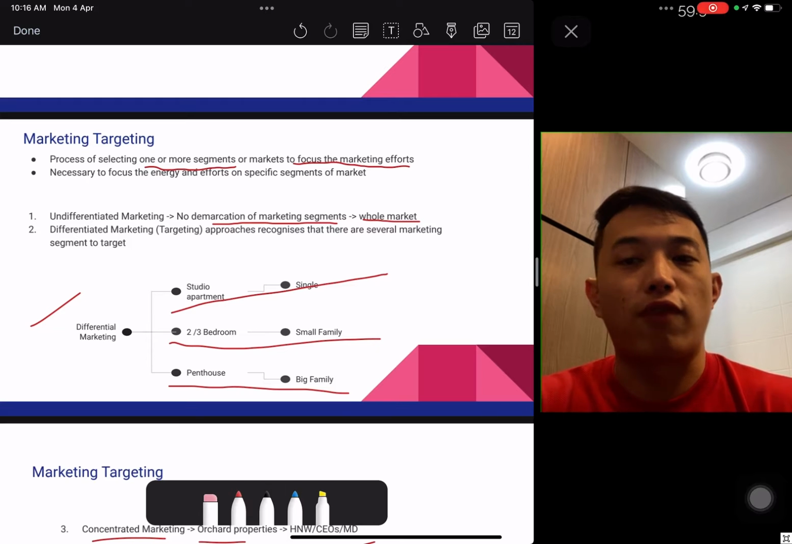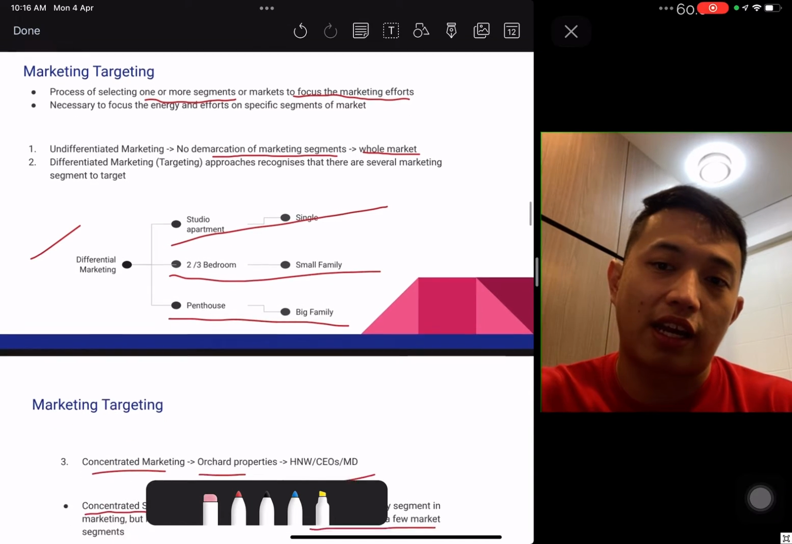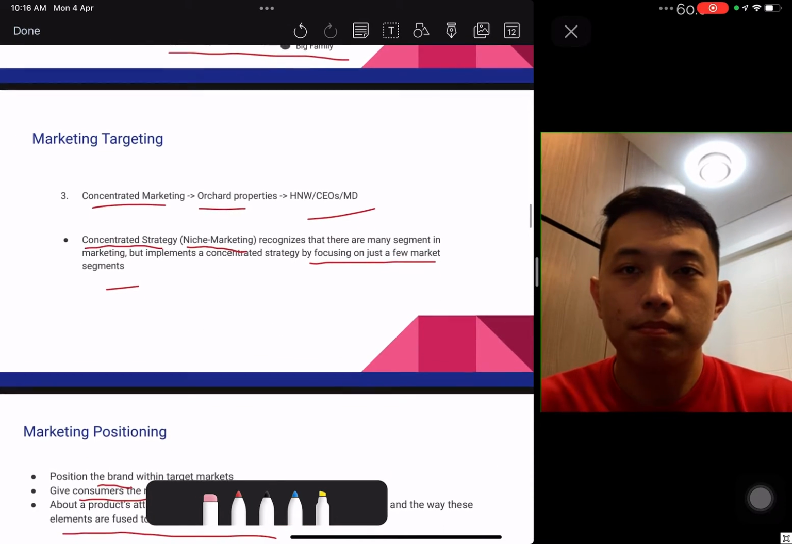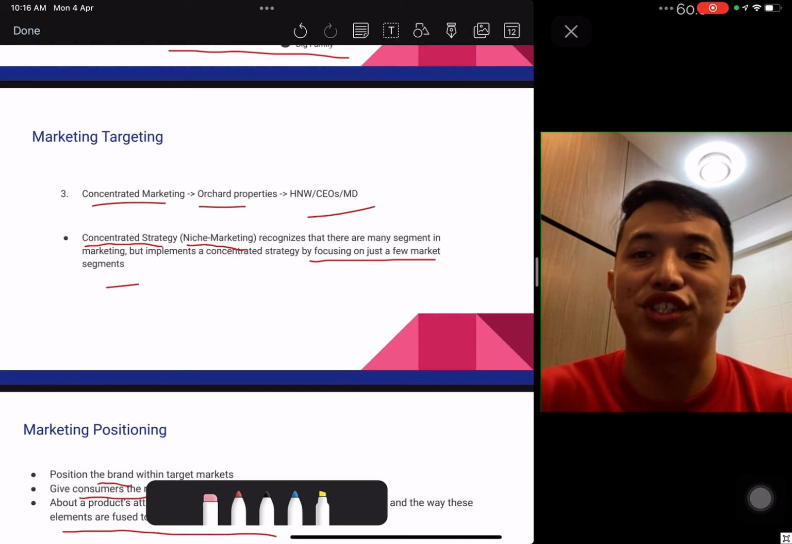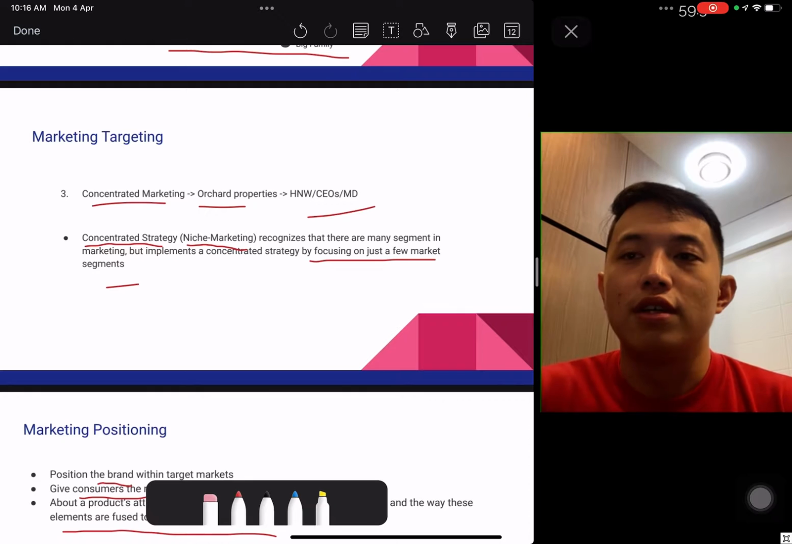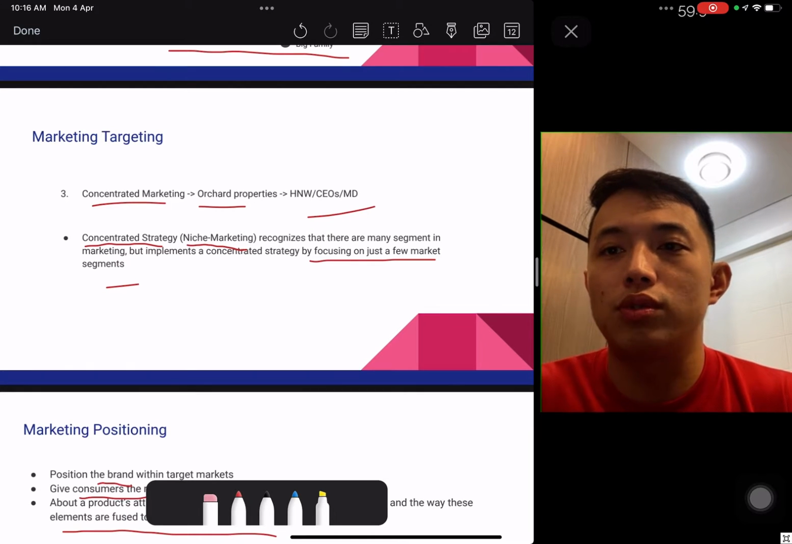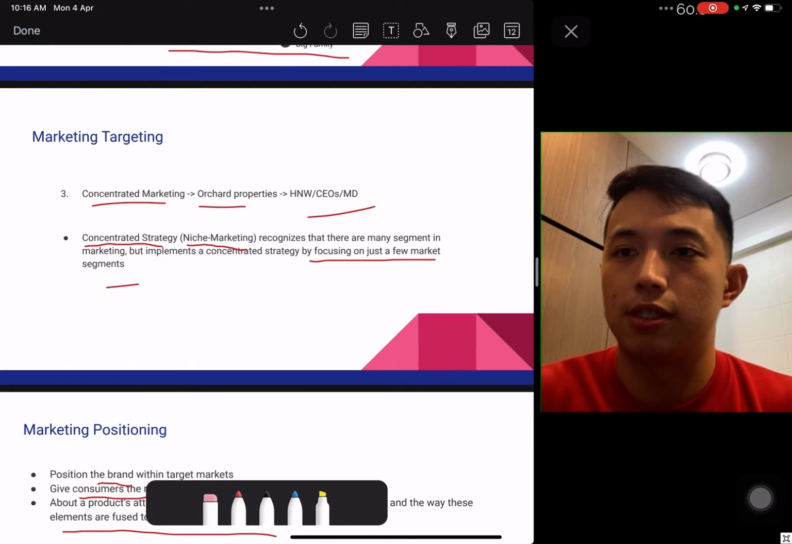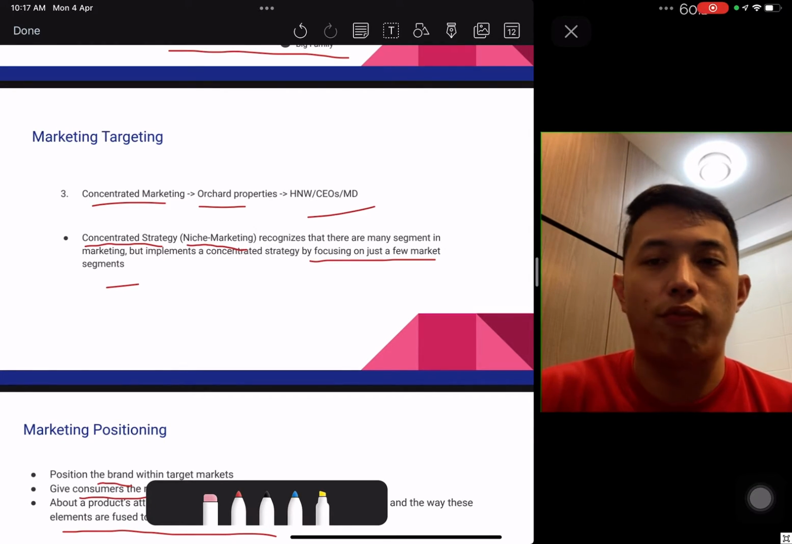Penthouses are normally for big families, such as more than 5 or 6 people. So differential marketing is when your marketing focus targets different groups of people. Thirdly, concentrated marketing, such as Orchard's property under the CCR, is actually for high net worth CEOs and marketing directors. So concentrated strategy is called niche marketing. Guys, do take note that this niche marketing has been tested in the past. It's just focusing on a few segments of a few markets, such as landed, CCR, and high net worth people, alright?